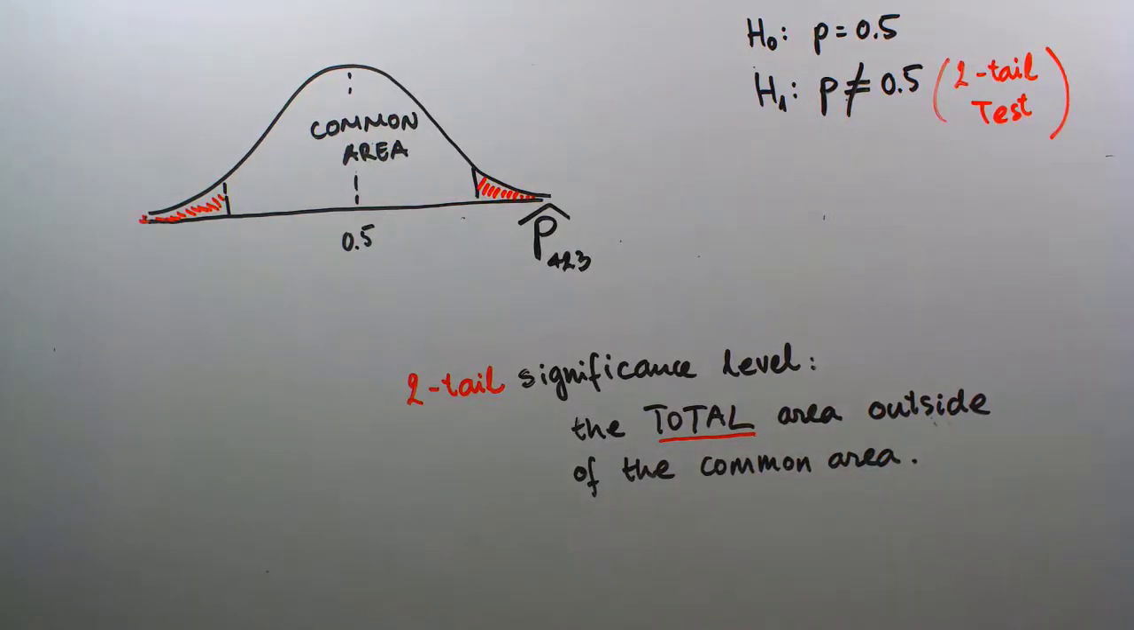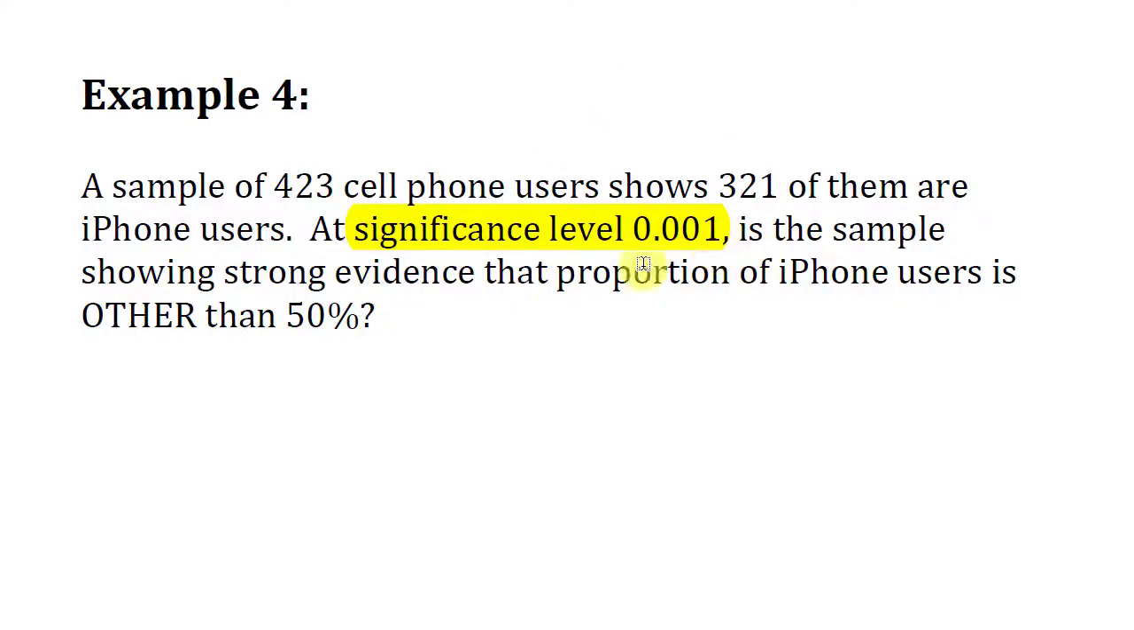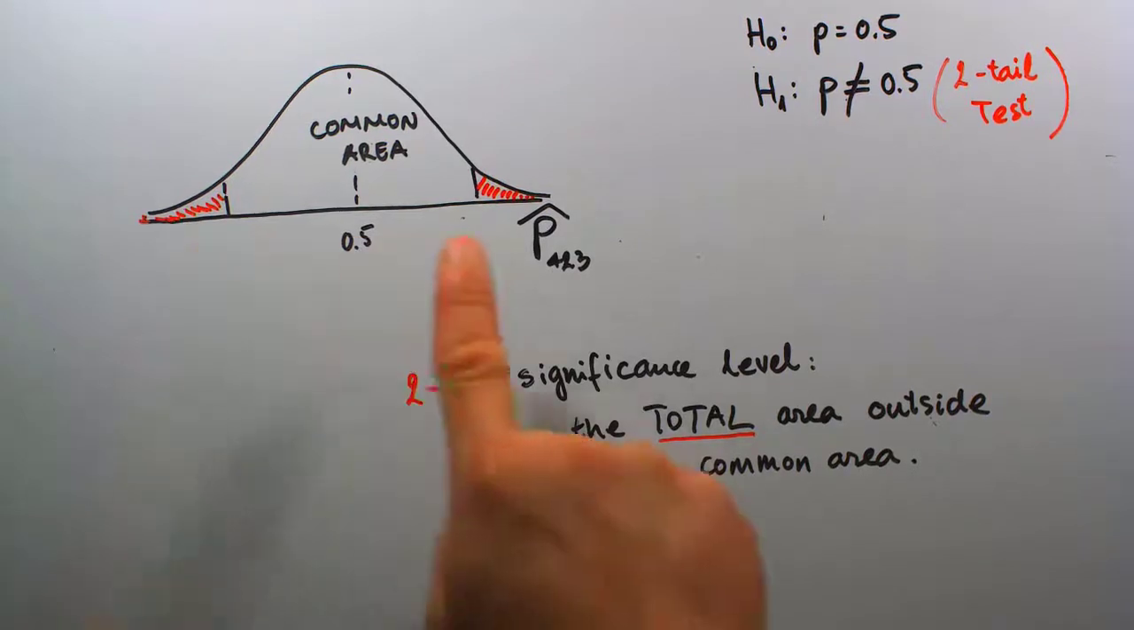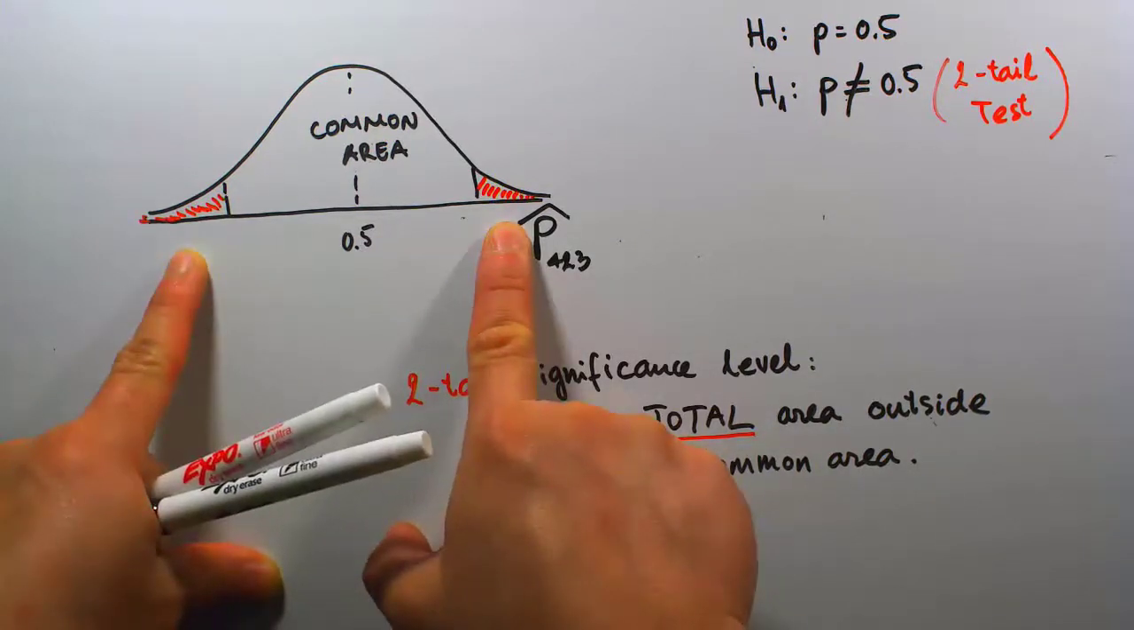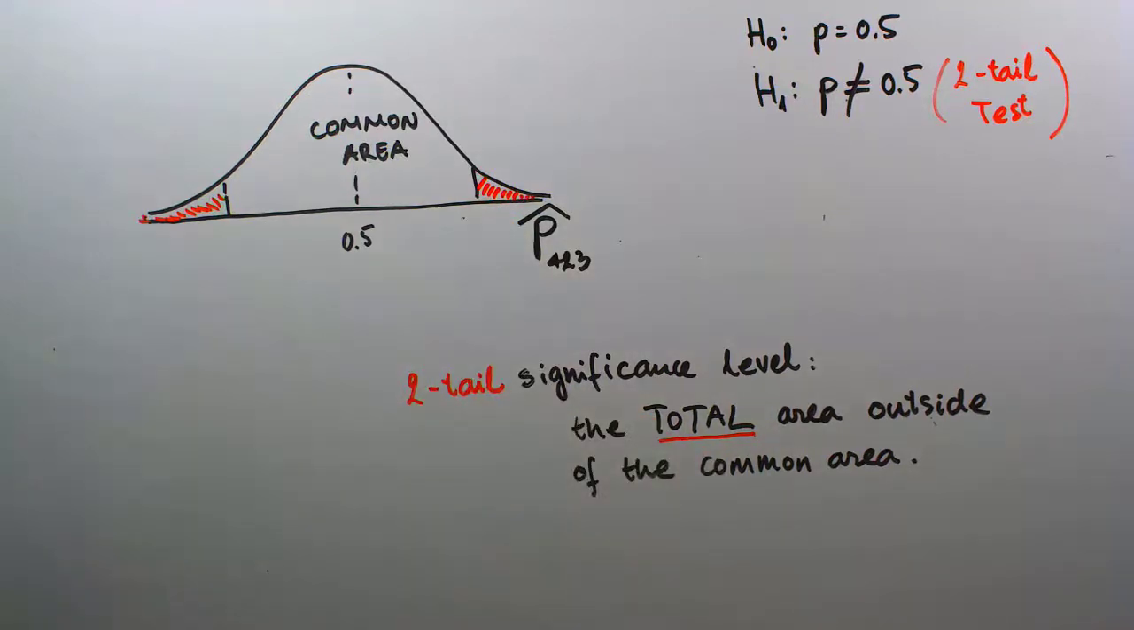Now, directly in our problem, for example, looking back at the computer screen, we have a significance level given to be 0.001. That means we must understand that this 0.001 is the total amount of area outside of the common area. So back on my picture, the sum of these two little tails together must be 0.001, according to the given information and the way we understand the two-tailed significance level.